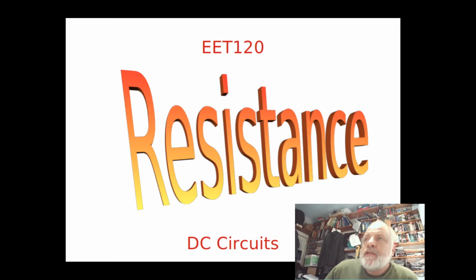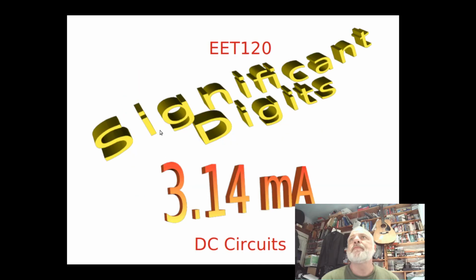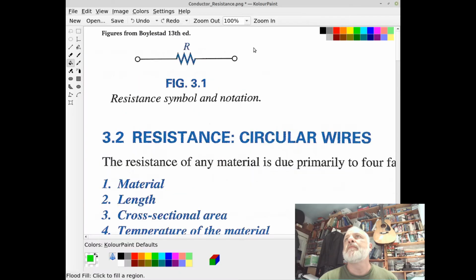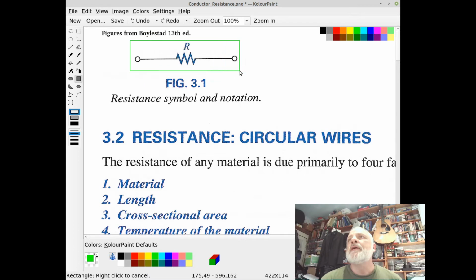Alright, this video is going to discuss Chapter 3, Resistance. Looking at figure 3.1 in the book, this is from the Boylestad book. This is the symbol of a resistor. A resistor is a two-terminal device, and it doesn't matter which way you connect it, either direction. Current can flow either direction equally through an ordinary resistor.